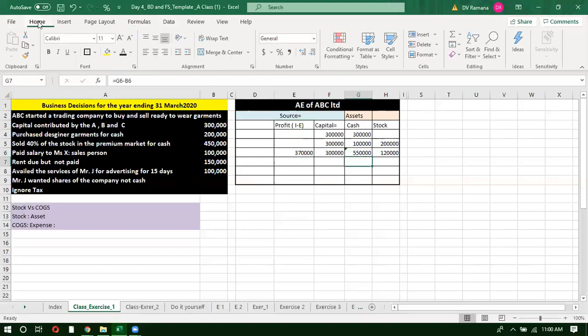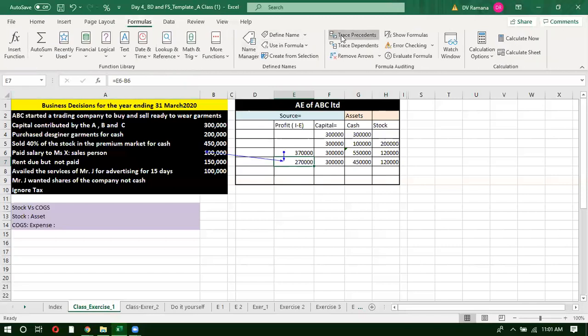So because you paid salary, the cash goes down. No change in the stock, no change in the capital, but since salary is an expense, salary will reduce the profit. Profit is equal to income minus the expenses minus the cost of goods sold.